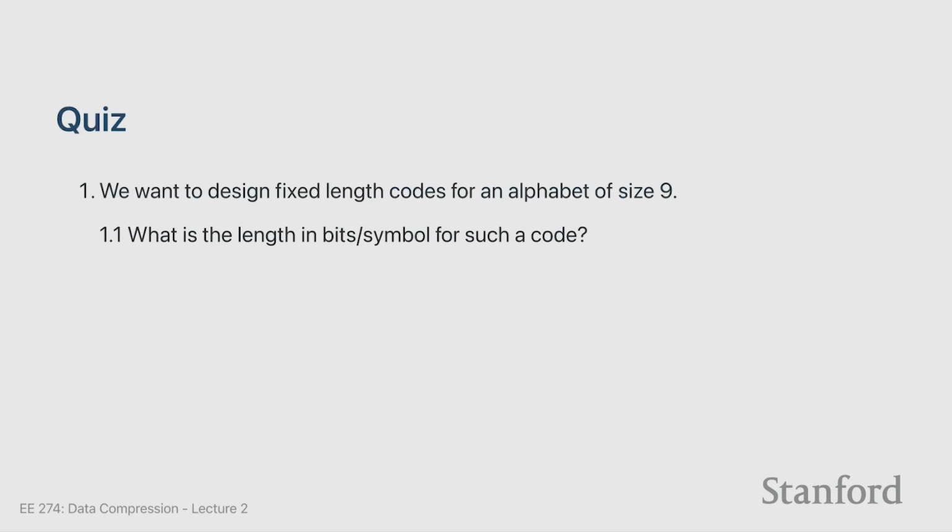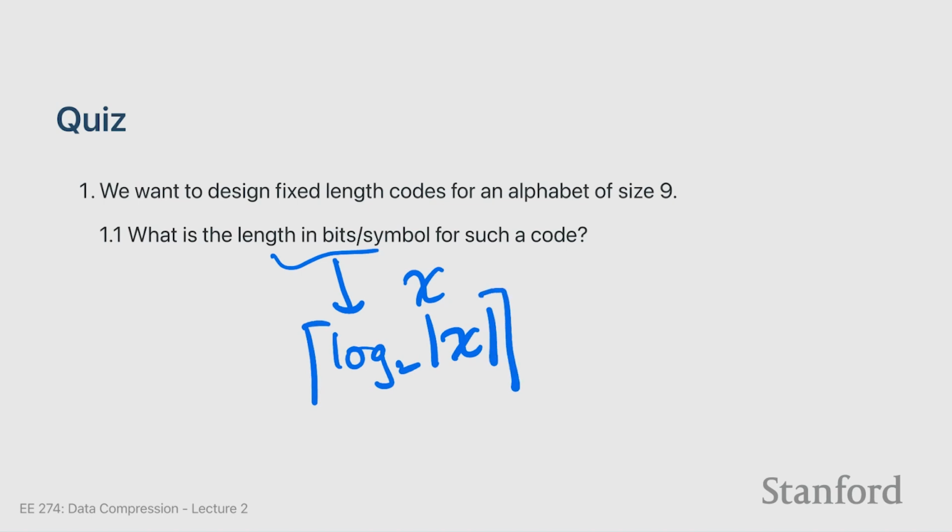Right, so let's start with the quiz from last time, which will also function as a recap of the last lecture. Okay, so we want to design fixed length codes for an alphabet of size 9. And the first question was, what is the length in bits per symbol for such a code? In last class we saw this formula that if your alphabet is X, then the bits per symbol is log base 2 of the size of the alphabet, the ceiling of that.